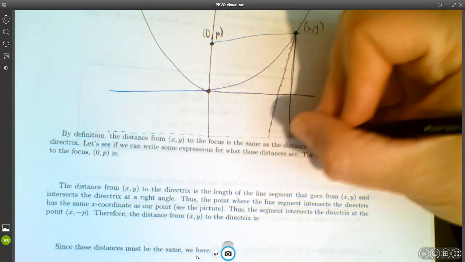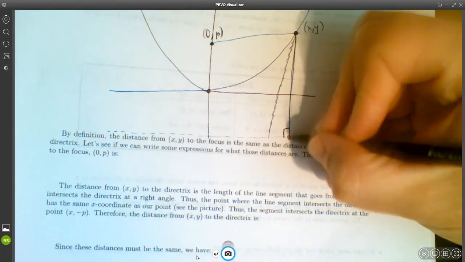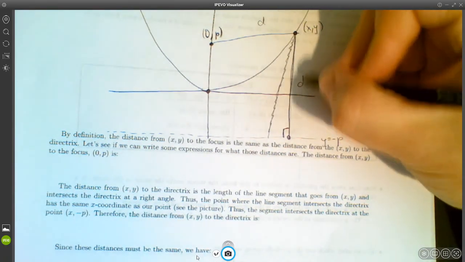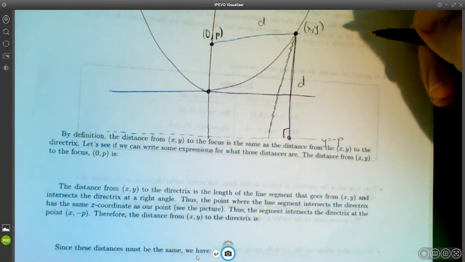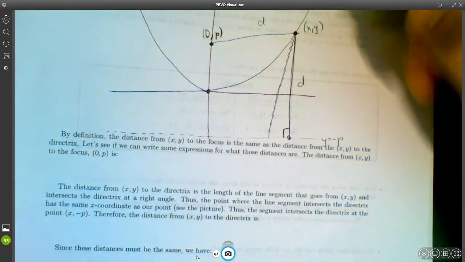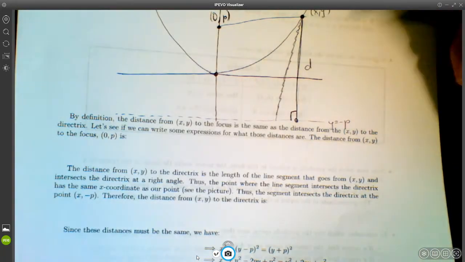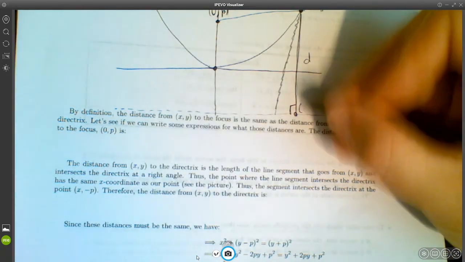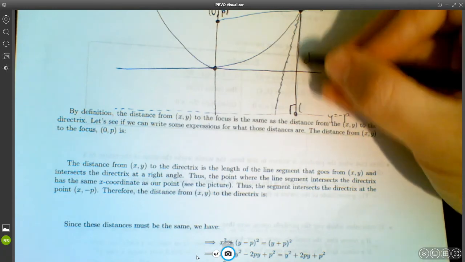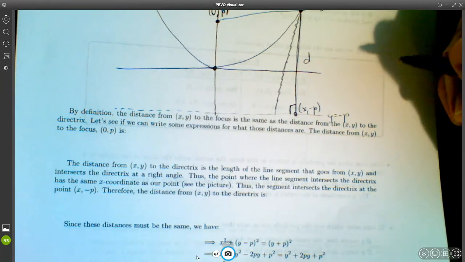So if I look at this distance here, from this point down to the directrix, these two distances should be the same. They don't look the same because I didn't draw the picture very well, but according to the definition, these two distances should be the same. This point would have the same x coordinate as our point (x, y), so it would be the point (x, negative p).